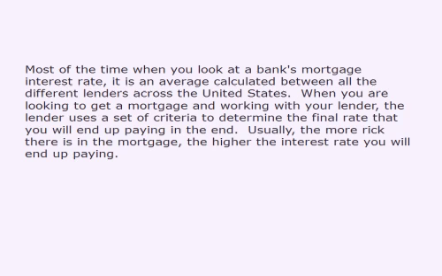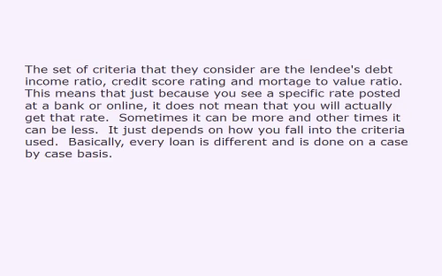Most of the time when you look at a bank's mortgage interest rate, it is an average calculated between all the different lenders across the United States. When you are looking to get a mortgage and working with your lender, the lender uses a set of criteria to determine the final rate that you will end up paying in the end. Usually, the more risk there is in the mortgage, the higher the interest rate you will end up paying. The set of criteria that they consider are the lendee's debt-to-income ratio, credit score rating and loan-to-value ratio.